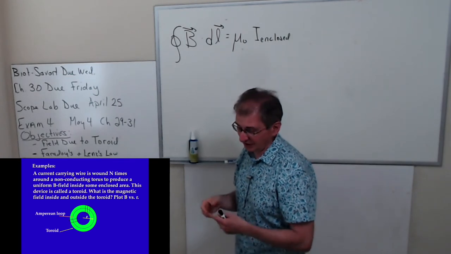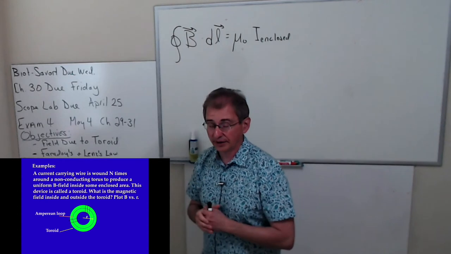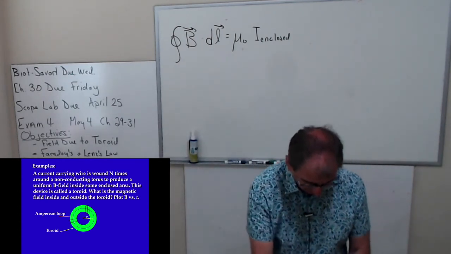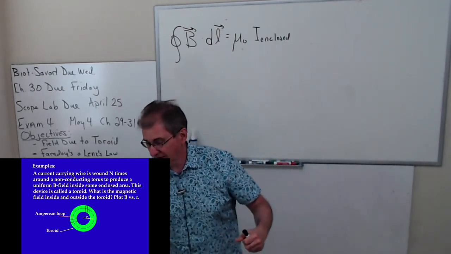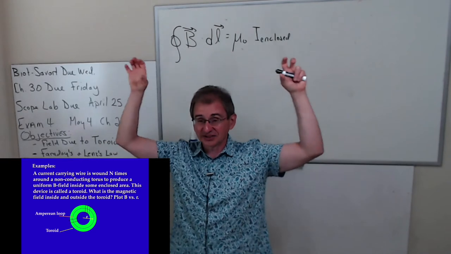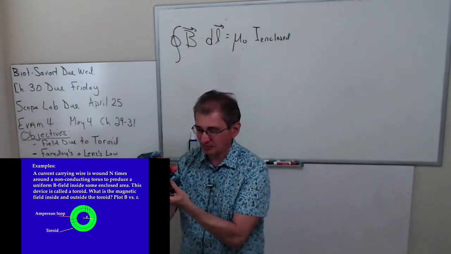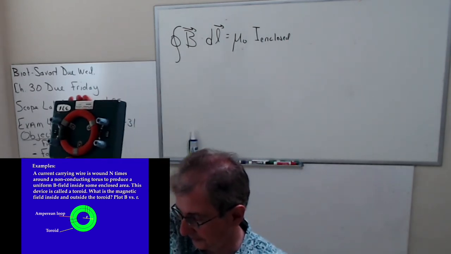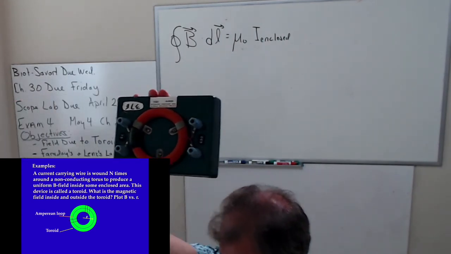We did a couple of examples. We did the wire, which is the obvious one. We did the solenoid, and then we did the thick wire. I'm going to do one more example, and it's basically taking the long solenoid and tying the two ends together so you get something called a torus. So here's an example of what I'm talking about. This is a toroid.